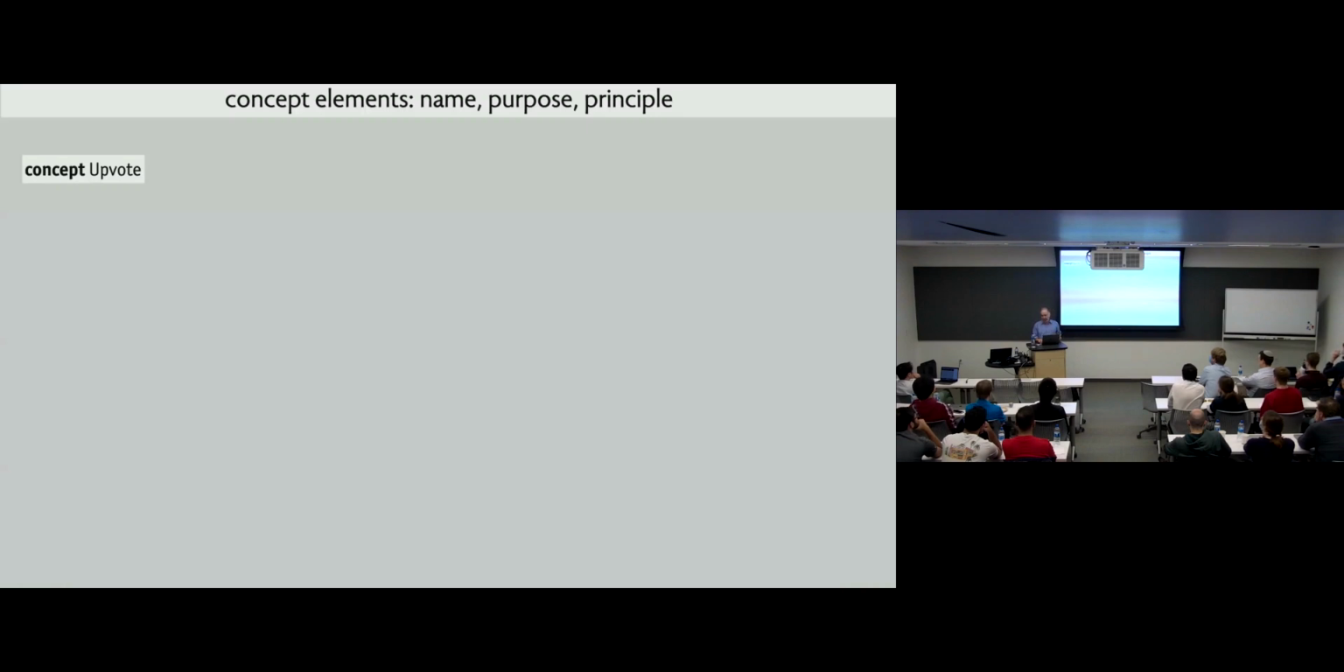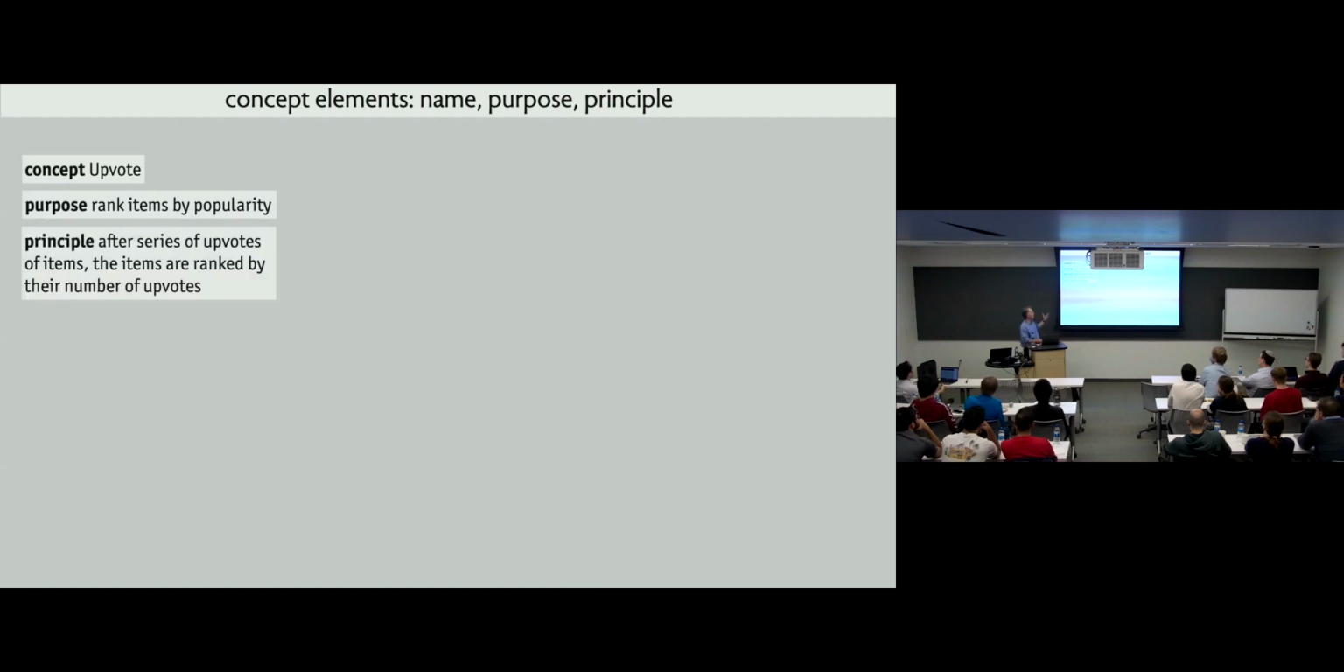So the key thing that I identify in a concept is, first of all, following Christopher Alexander and the entire Gang of Four patterns literature, giving it a name. So let's call this upvote. The purpose of upvoting is ranking items by popularity, by some kind of crowdsourcing. And here's the story. The story, roughly speaking, is that after some series of upvotes of items, and notice it's polymorphic, the items could be anything, the items are ranked by their number of upvotes.